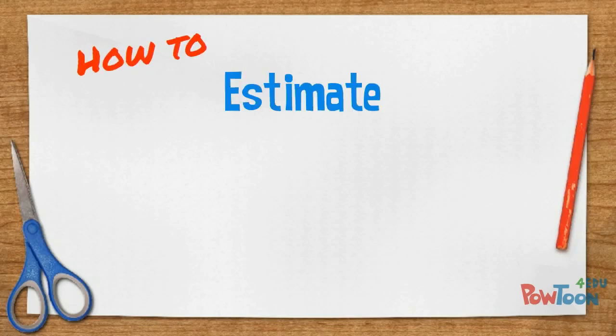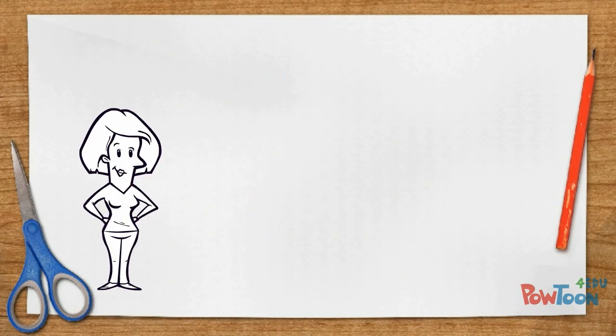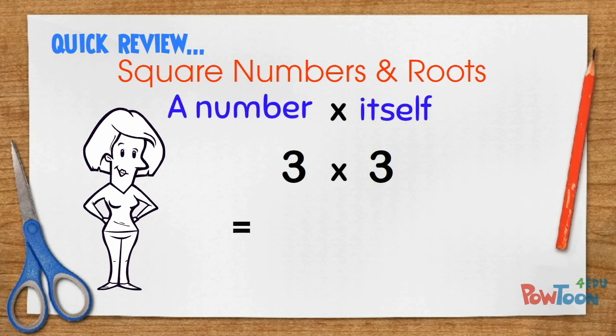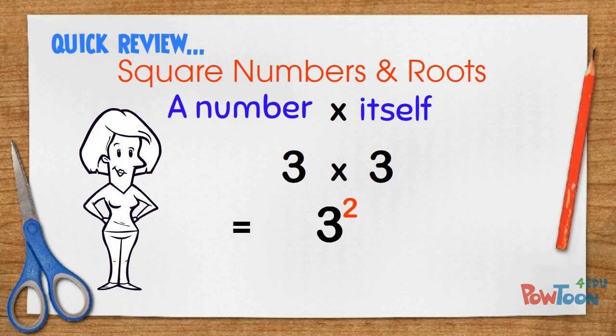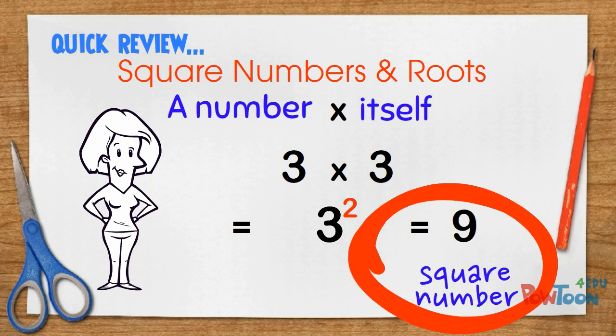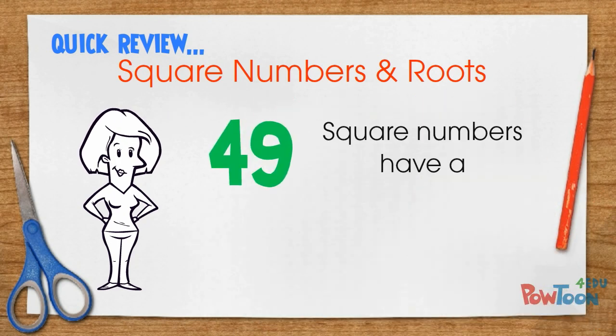How to estimate the square root of a number. So far, we know this about square numbers and square roots. A number multiplied by itself can also be written like this, a number squared. When we work it out, we get a square number as our answer. And if you've got a square number like this, it came from a square root.